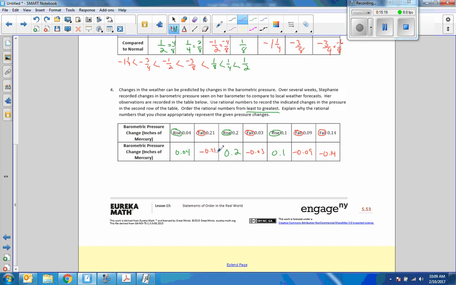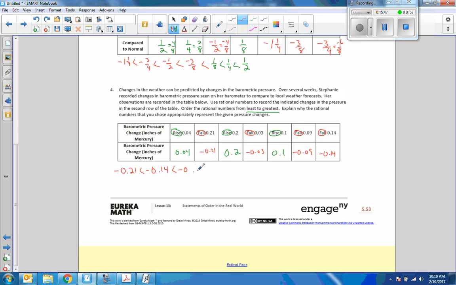Okay, the bigger the number, the smaller it becomes when it's negative. So 3, 9, 14, 21. 21 is the largest, so negative 0.21 is the smallest. And that is less than negative 0.14. 14 is next. It's less than negative 0.09.